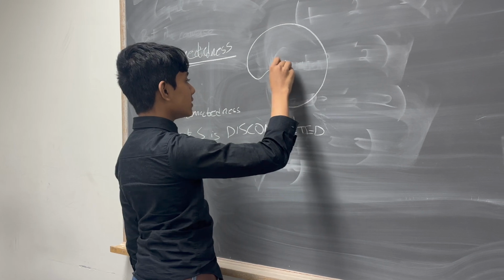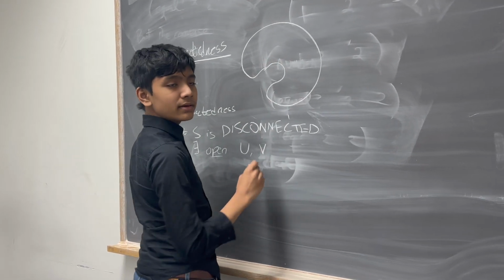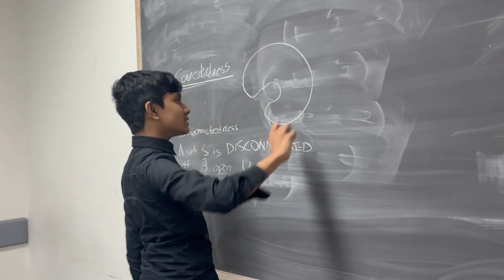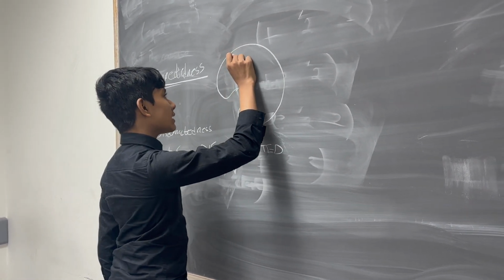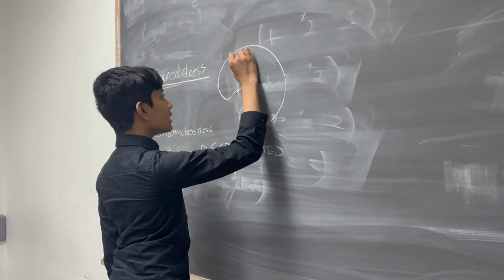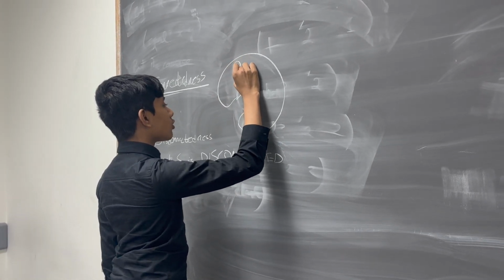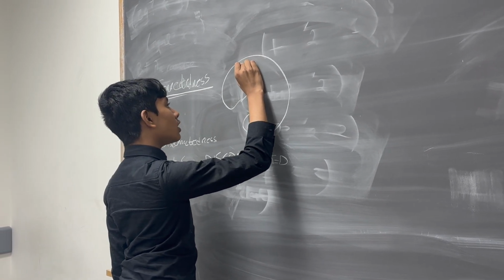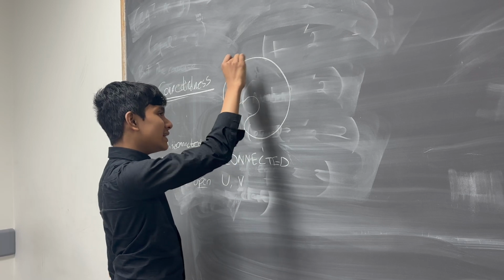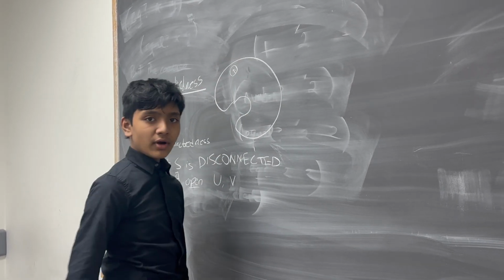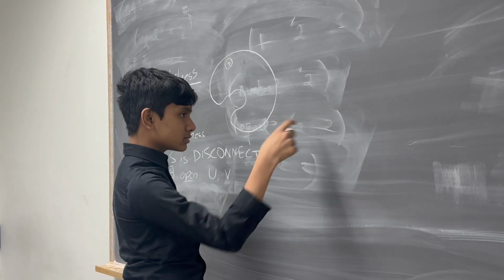that looks like this, then open means that we can pick any single point inside the set, let's say here, and there exists a positive number epsilon such that the ball in the space around that point with radius epsilon is totally contained within this set. So to define it more formally, let me just write it down.